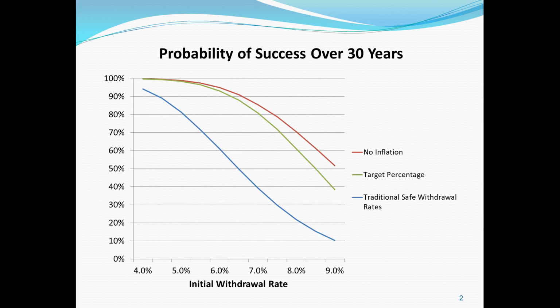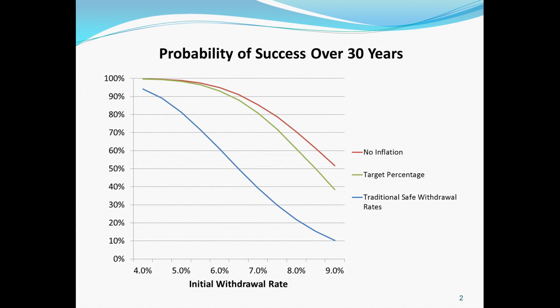The red line is the probability of success over 30 years if you take no inflation increases, and the green line is the probability of success if you use the target percentage adjustment technique, which is a dynamic withdrawal strategy that assumes that you skip inflation increases when your portfolio performance is less than expected. The target percentage is discussed in an article that I published in the Journal of Financial Planning in January of 2013 if you want more details on that.